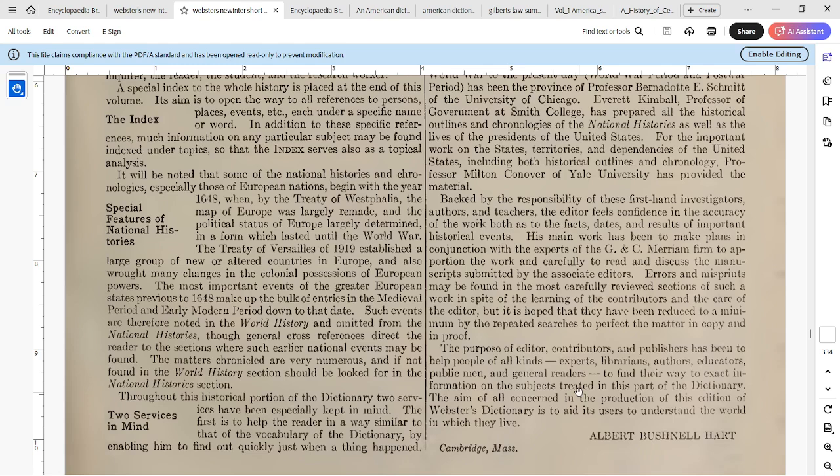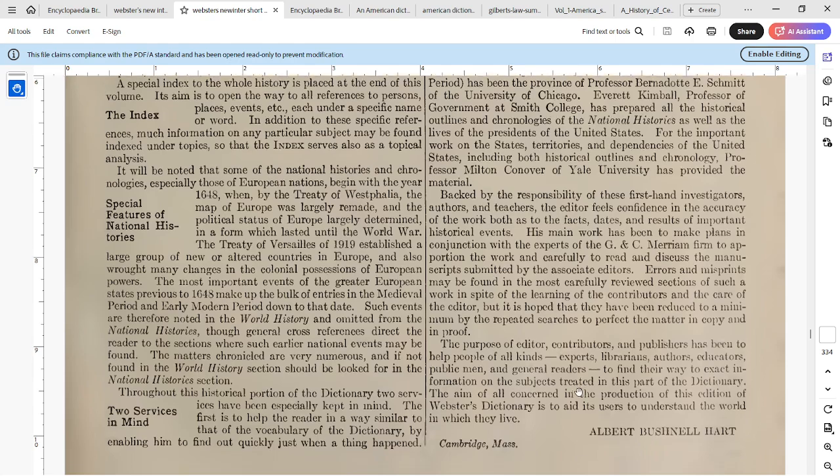Errors and misprints may be found in the most carefully reviewed sections of such a work in spite of the learning of the contributors and the care of the editor, but it is hoped that they have been reduced to a minimum by the repeated scratches to perfect the matter in copy and in proof.